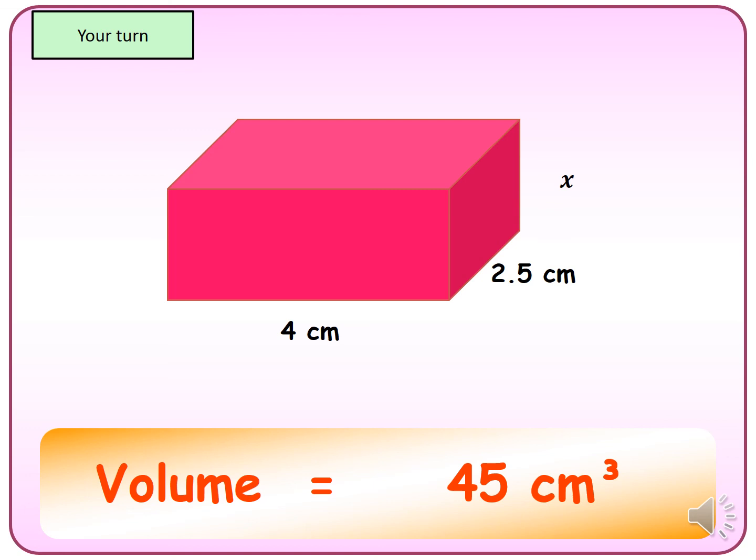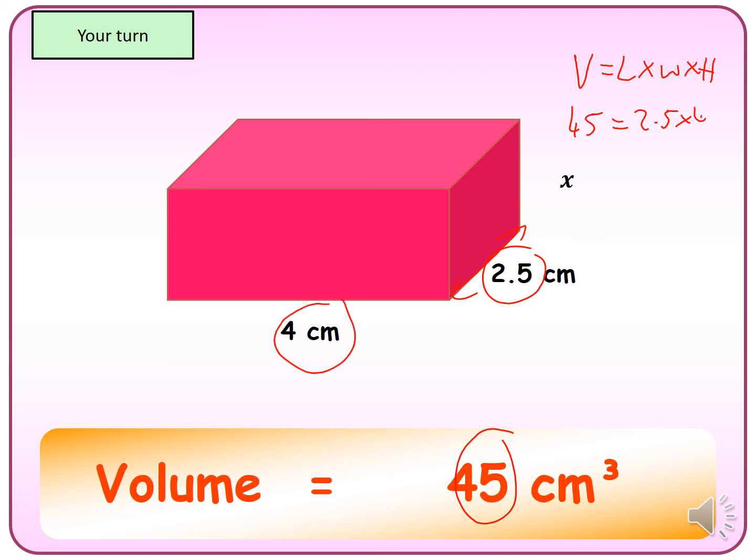Okay, you should have had a go at that now, so I'm going to quickly go through how to work it out. Volume equals length times width times height. The volume we know to be 45, so I'm going to substitute that V to be 45, equals the length is 2.5, how long the object is, times the width, which is 4 centimeters, times height. We don't know the height. So let's multiply all our terms and we get 45 is equal to 10 times h.